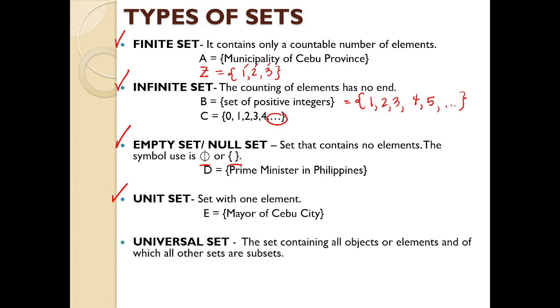Let's continue. We have what we call a universal set. The set containing all objects or elements of which all other sets are subsets. Look at this one: 1, 2, 3, 4, 5 for set A, and 2, 4, 6, 8 for set B. To get the universal set, I will write all the numbers in set A and set B, with no repeated numbers. What is our universal set in this class?